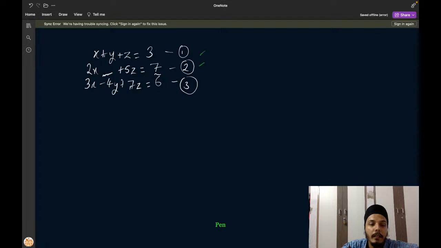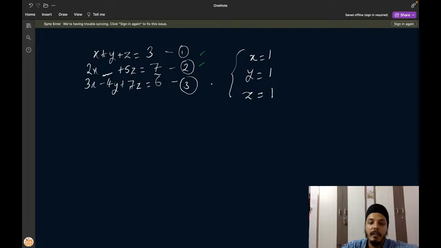Now the thing is that when you draw these three planes in 3D, they will intersect at the point x equals 1, y equals 1, and z equals 1. You can go online to any software and plot these three planes, or you can do it by yourself. What you will get is x equals 1, y equals 1, z equals 1. Now we will see how to get the answers.